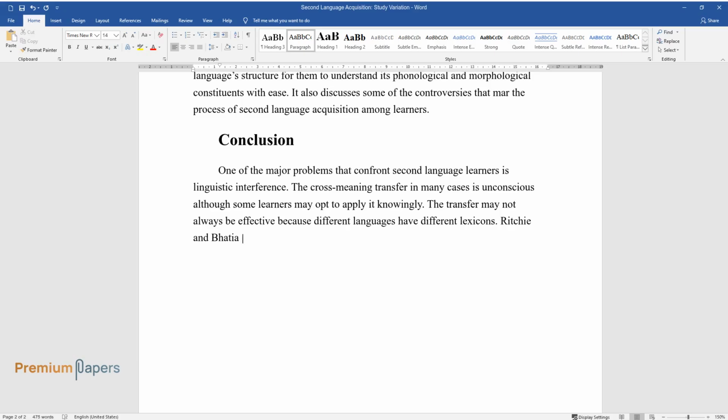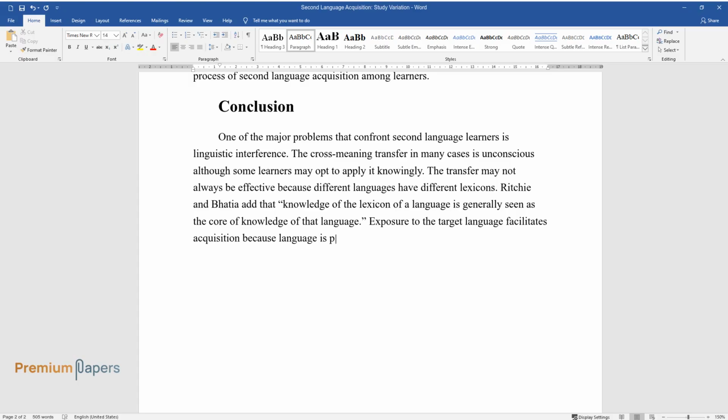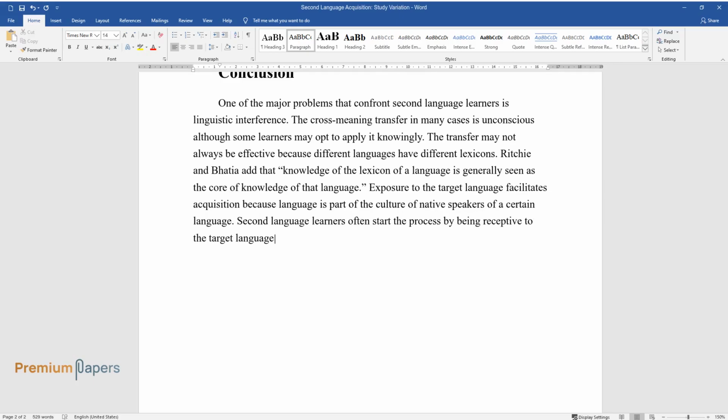Ritchie and Bhatia add that knowledge of the lexicon of a language is generally seen as the core of knowledge of that language. Exposure to the target language facilitates acquisition because language is part of the culture of native speakers of a certain language. Second language learners often start the process by being receptive to the target language's vocabulary.